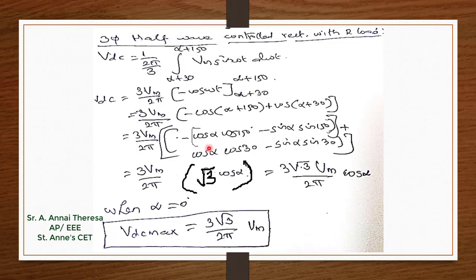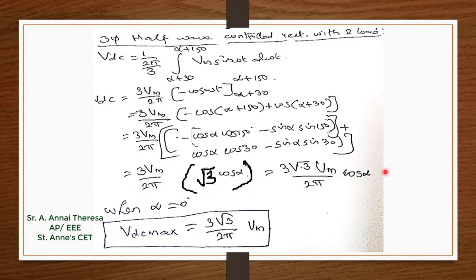If you apply this, you will get this step, and if you solve this, you will get the answer 3 Vm by 2 pi into root 3 cos alpha. You can check the values: cos 150, sin 150, cos 30, sin 30. Finally we get the answer root 3 cos alpha, so root 3 Vm by 2 pi cos alpha.